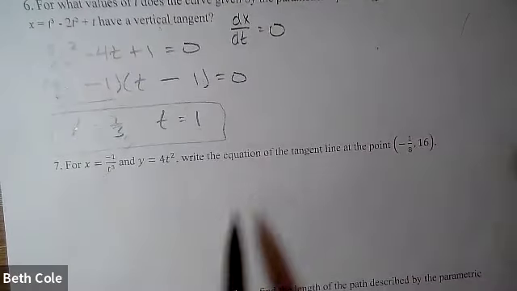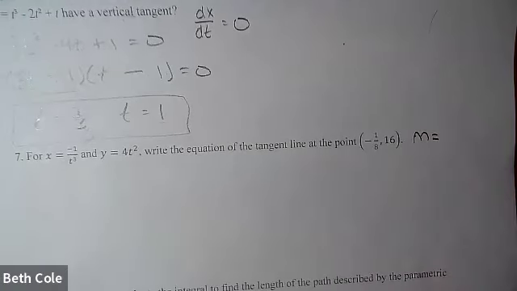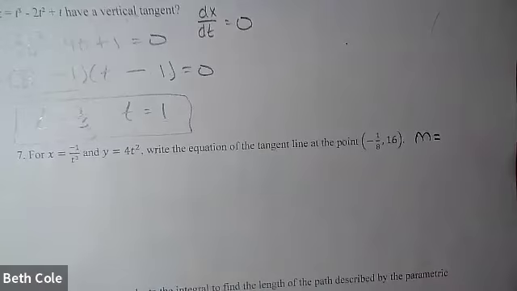All right, here are our 2 parametric equations. We want the equation of the tangent line. So you need a point and you need a slope. They just handed us our point. Just need to go after our slope.